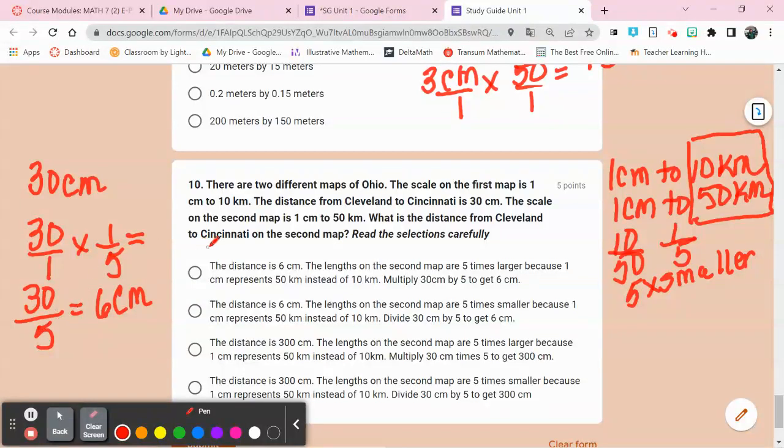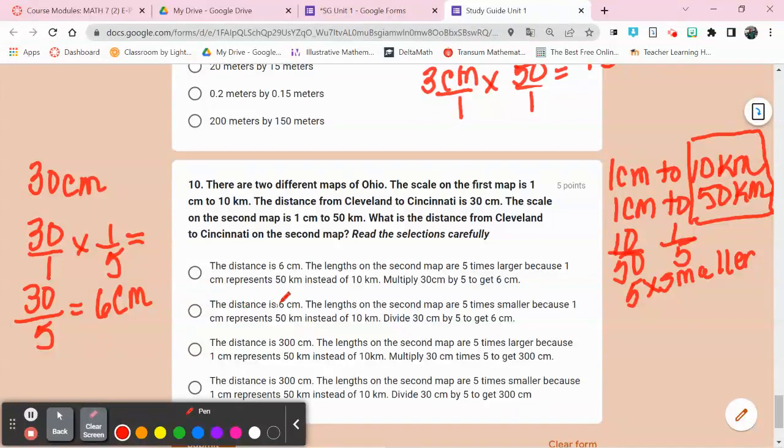All right, the first one says the distance is 6 centimeters. That's true. The lengths on the second map are 5 times larger. No, they're not. They are smaller, 5 times smaller. Because 1 centimeter represents 50 instead of 10, multiply 30 by 5 to get 6. No, and first of all, we don't multiply 30 by 5 to get 6. 30 times 5 is 150. No.